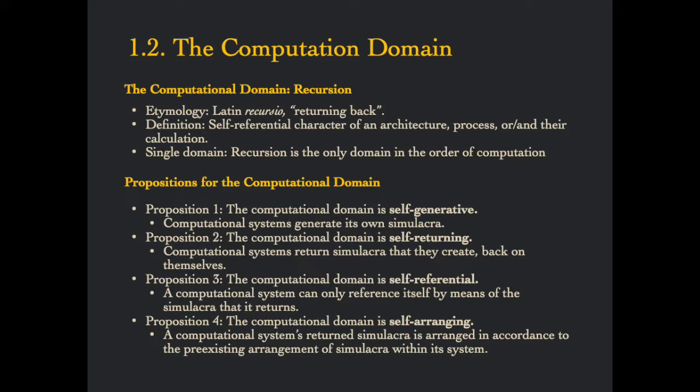And the reason that I give this definition is because in the three orders of simulacra, the first order being computation, the second order is ratiocination, and ratiocination is the means in which computation computes. And so the self-referential characteristics of the computational domain of recursion recur again and again and again in every conceivable way in all of the architectural, processual, and calculatory ratiocinators and their instantiations.